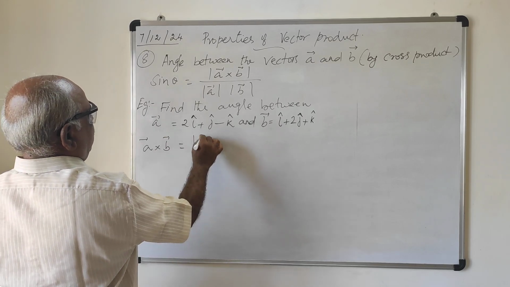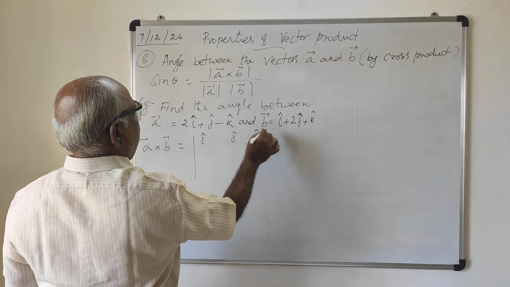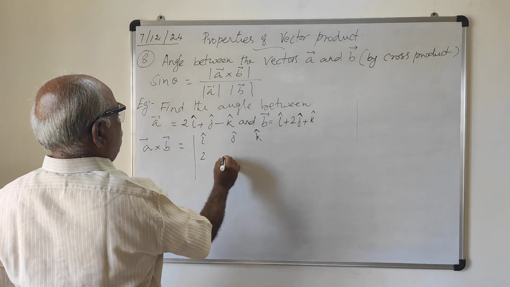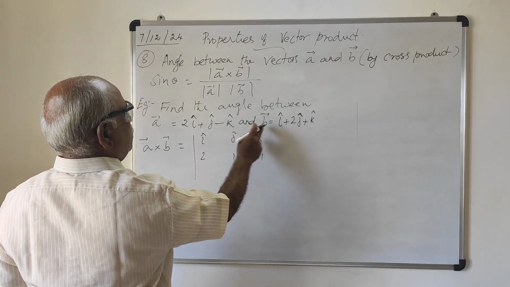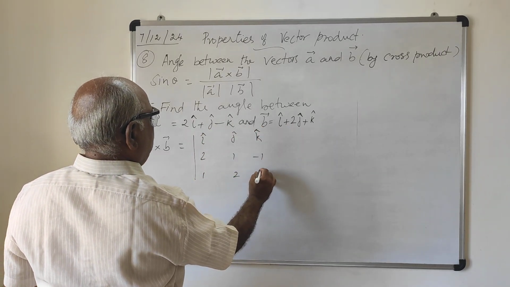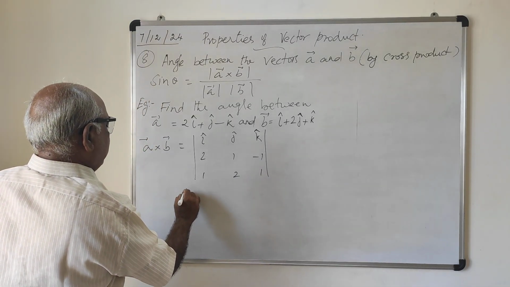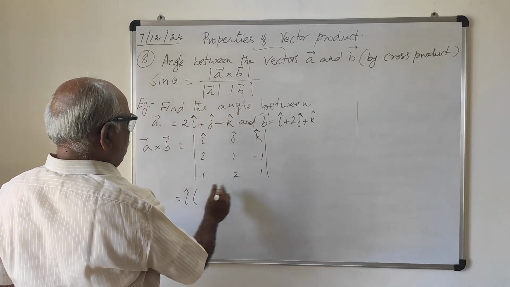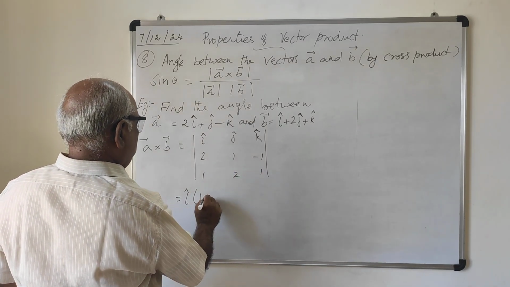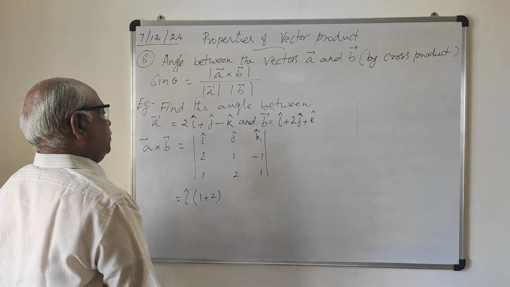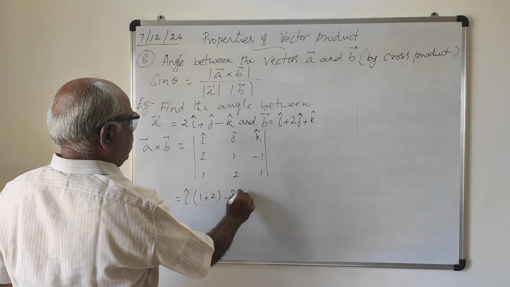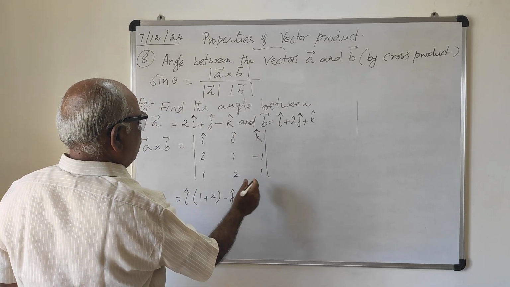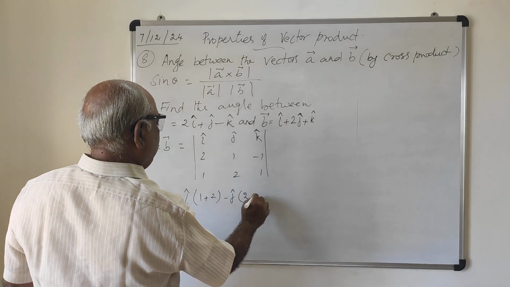A cross B equals the determinant with rows i cap, j cap, k cap; A vector is 2, 1, minus 1; B vector is 1, 2, 1. When we expand this, for the i component we eliminate the i row and i column: 1 into 1 minus 2 into minus 1, that is 1 plus 2. And minus j, into the j column eliminated: 2 into 1 minus minus 1 into 1, that is 2 plus 1.